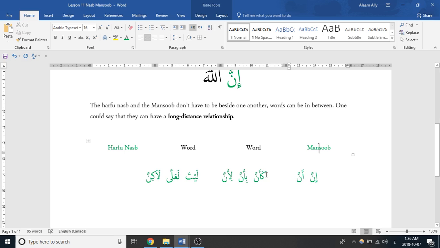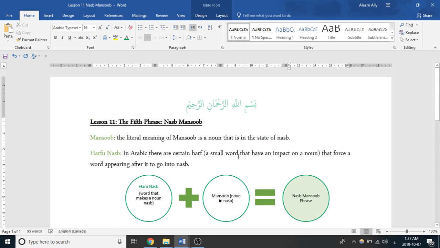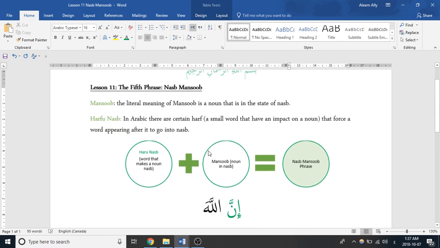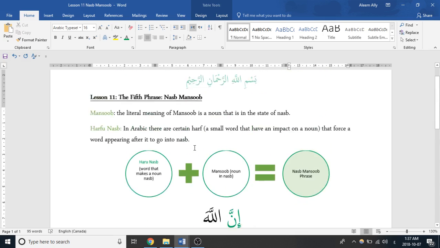So there's 1, 2, 3, 4, 5, 6, 7, 8 of them in total, right? And it goes inna, anna, ka'anna, bi'anna, li'anna, layta, la'alla, lakinna. So if you see any of these, you know it's a harfu nasb. It's going to be having an effect on a word that's either coming directly after it or a couple words down. And we usually are able to tell that by looking out for the fatha that tells us it's in a state of nasb. And yeah, that's harfu nasb. A nasb mansoob phrase. So we're going to go ahead and do a little bit of practice involving this in a bit after we review all the phrases.